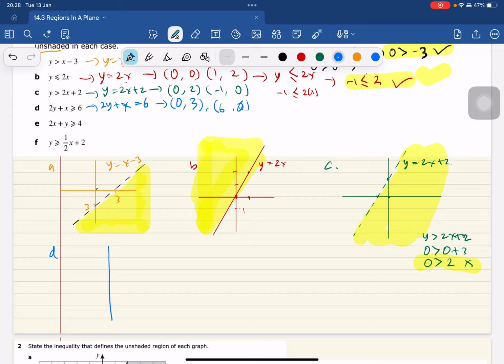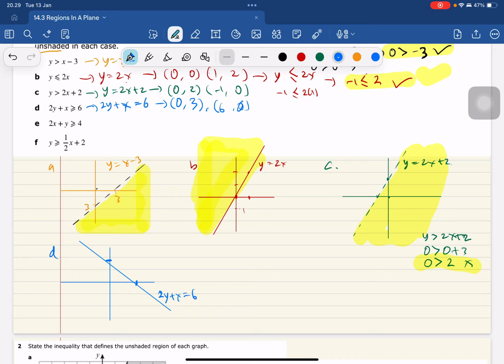Okay, the axis. So we got 0 and 3, which is here, and then 6 and 0, which is here. There is an equal sign, so we can make it just a straight line. So this is 2y plus x equal to 6.